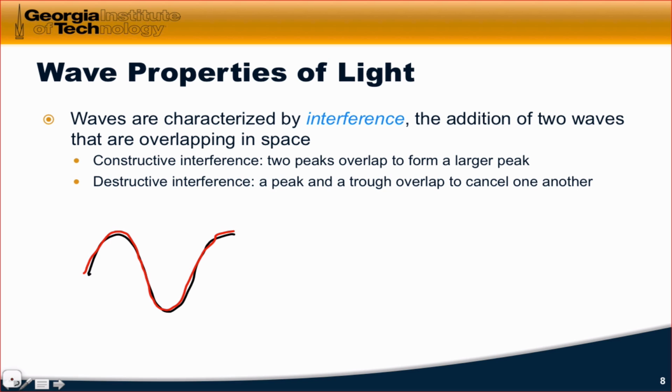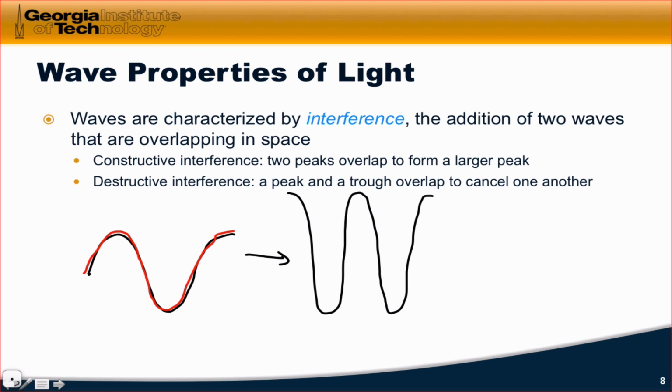And what you'll find is that the resulting product wave has double the amplitude of the starting wave, right? Something like this. Same frequency, same wavelength, just double the amplitude. It goes up higher and it comes down lower. This is what we call constructive interference. The two waves are reinforcing one another to produce a larger wave.